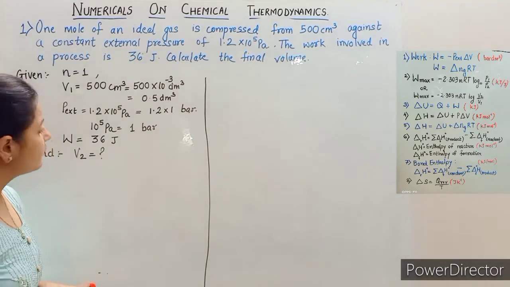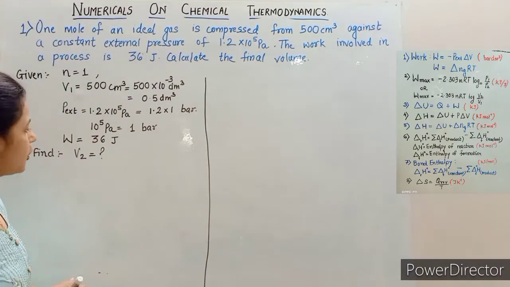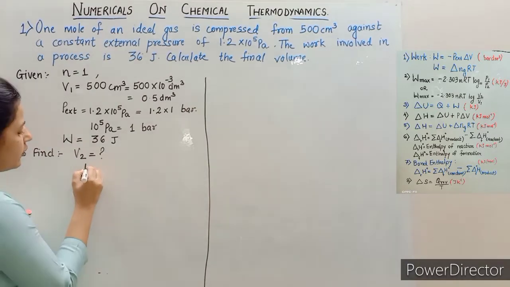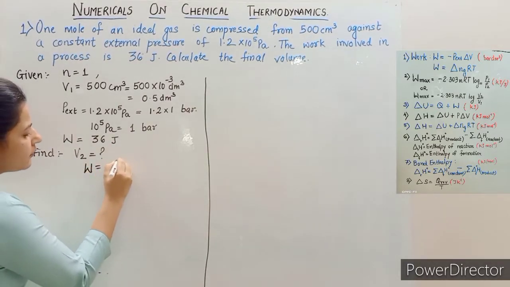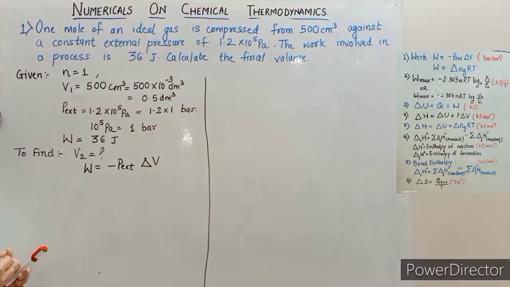So we have to find out the final volume and external pressure is given. Means we are going to use the formula W is equals to minus P external into delta V. Okay, now this is done.